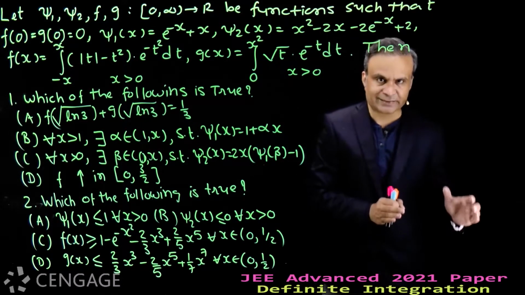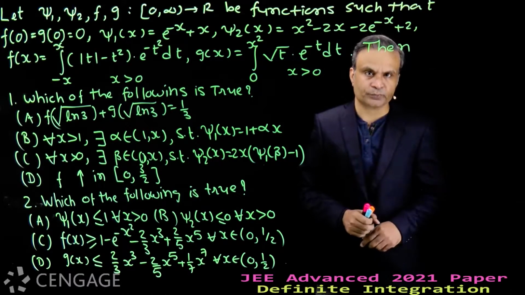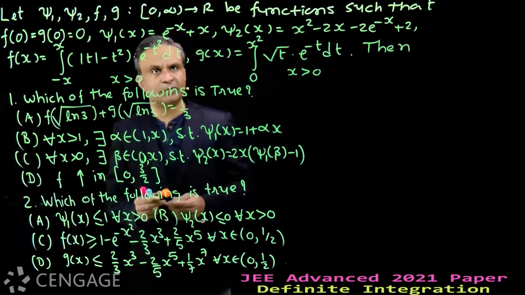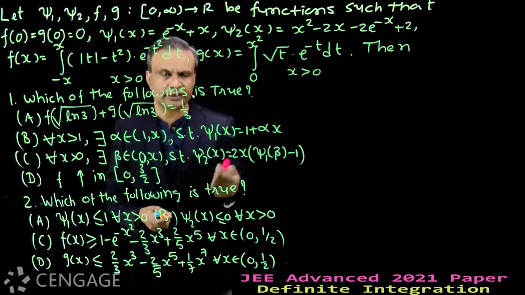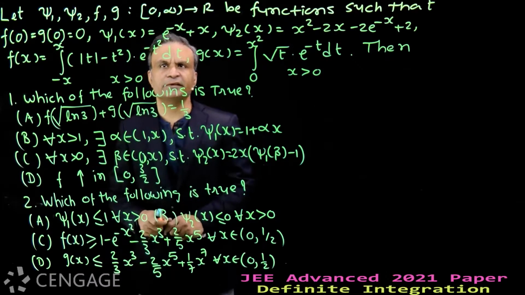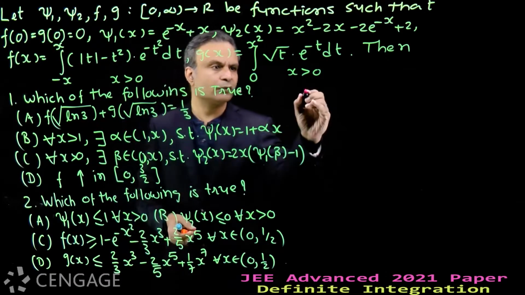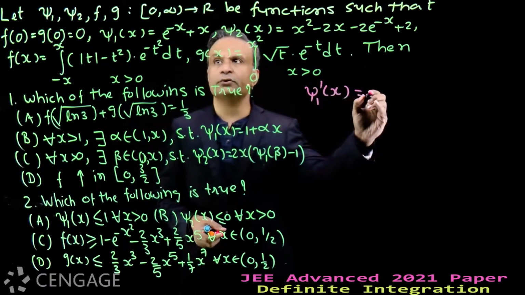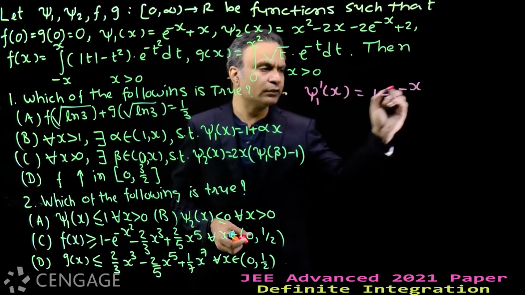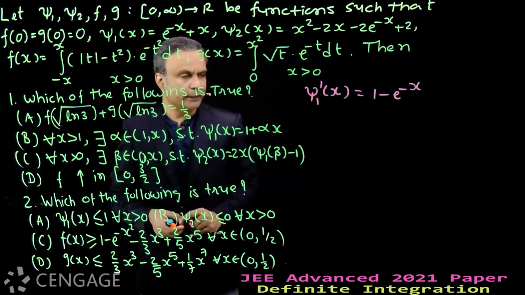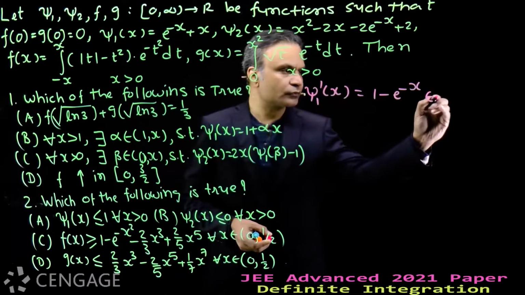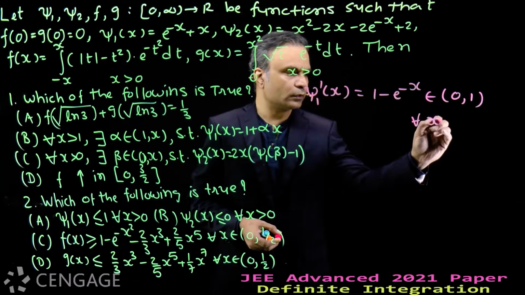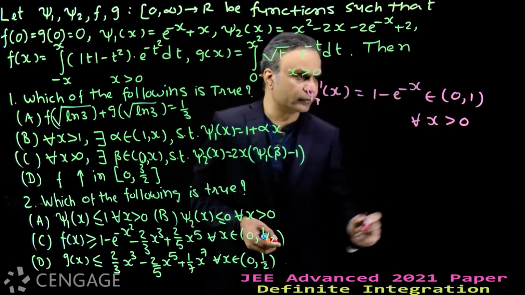So let's first examine functions psi1 and psi2. We have psi1 x is equal to e power minus x plus x. To examine or study this function, we study its derivative. Let's check the trend. We have derivative of psi1 x is equal to 1 minus e power minus x. Okay, and clearly this belongs to open interval 0 to 1 for all x greater than 0.